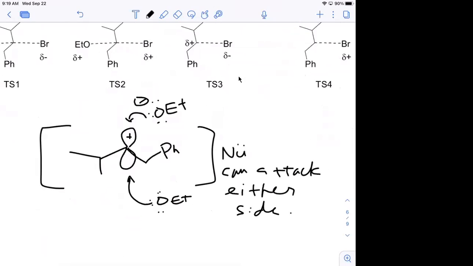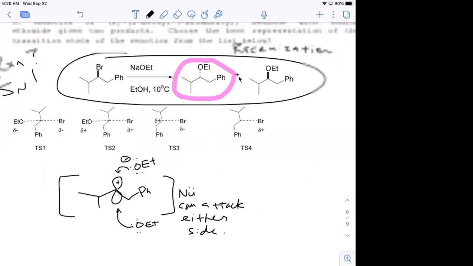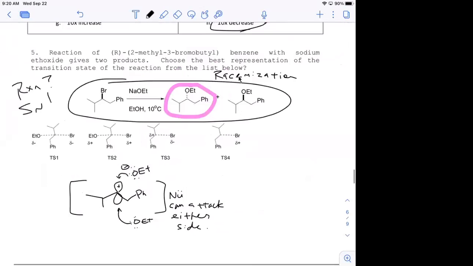Either side of that carbocation can get attacked, right? And so because of that, you're going to get a racemic product, where both stereoisomers are formed, right? So it's SN1. So what would be the transition state for the first step?